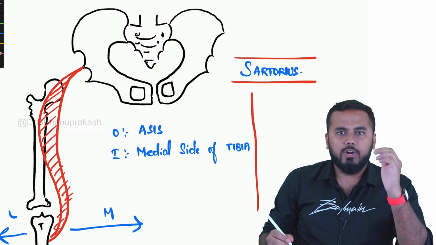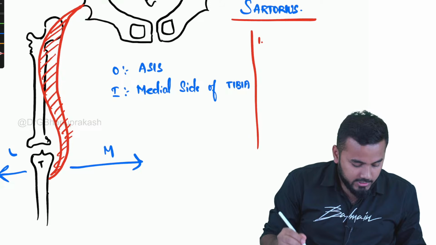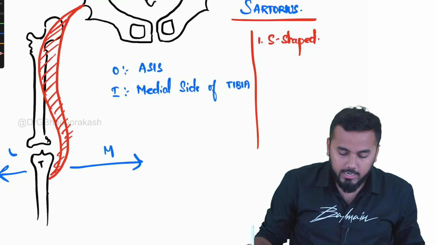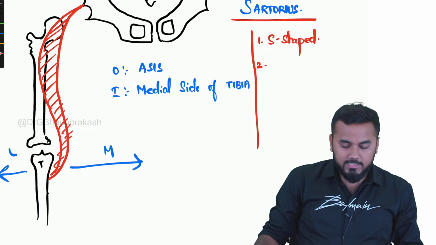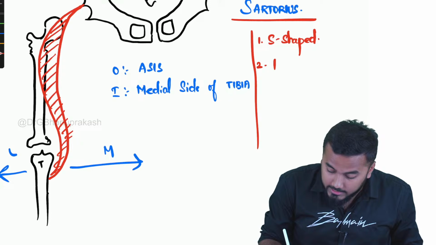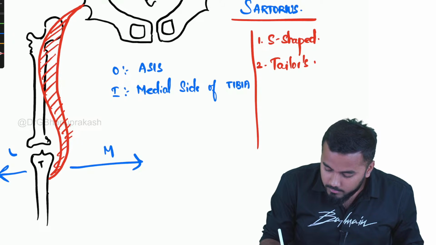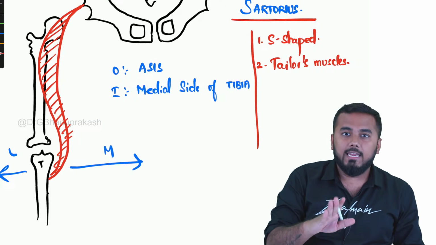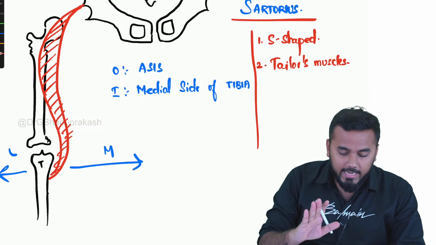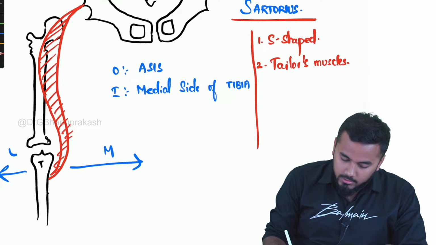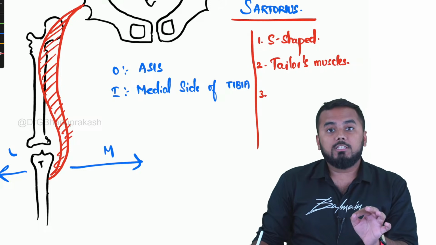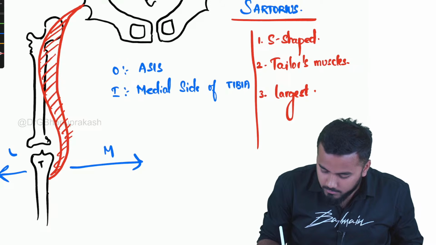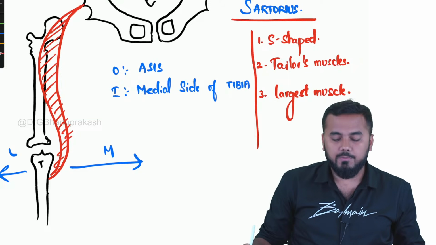So what points can you write about Sartorius? The first point is Sartorius is an S-shaped muscle. Second important thing is that Sartorius is also called Tailor's muscle. You know why? Because it is useful for tailoring. While tailoring, you push the pedal up and down. Third important thing: Sartorius is called the largest muscle of your body.